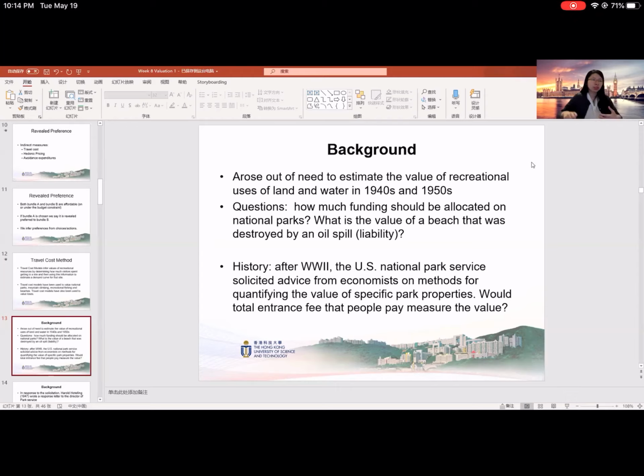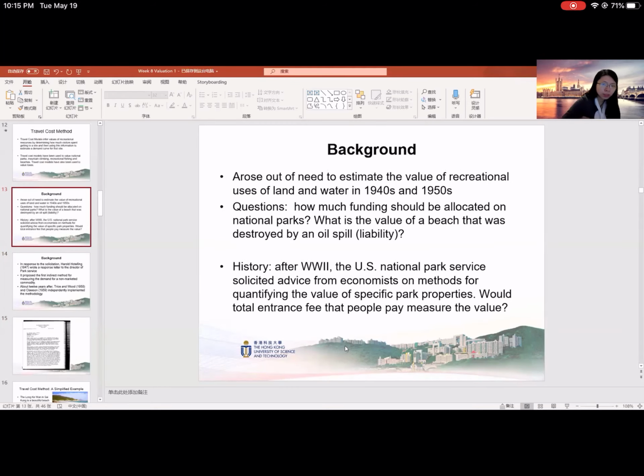And this approach was actually invented out of a serious question. The history went like this: after World War II, the U.S. National Park Service sent letters to economists asking how much the national parks are worth to U.S. citizens, and that pretty much determines how much we need to allocate in terms of fiscal resources to this area.